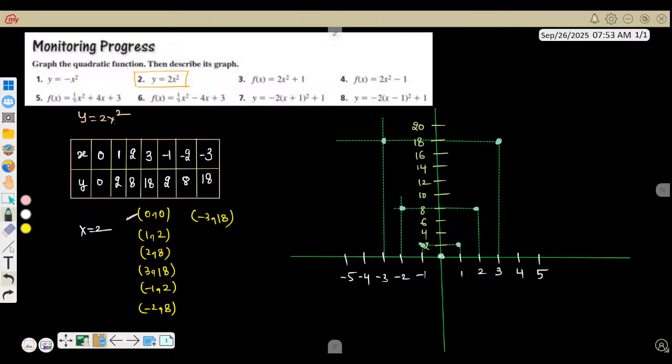Now you can join these points. You can join these points. Why is this given? I didn't understand this graph. Okay. See here, join these points like this.